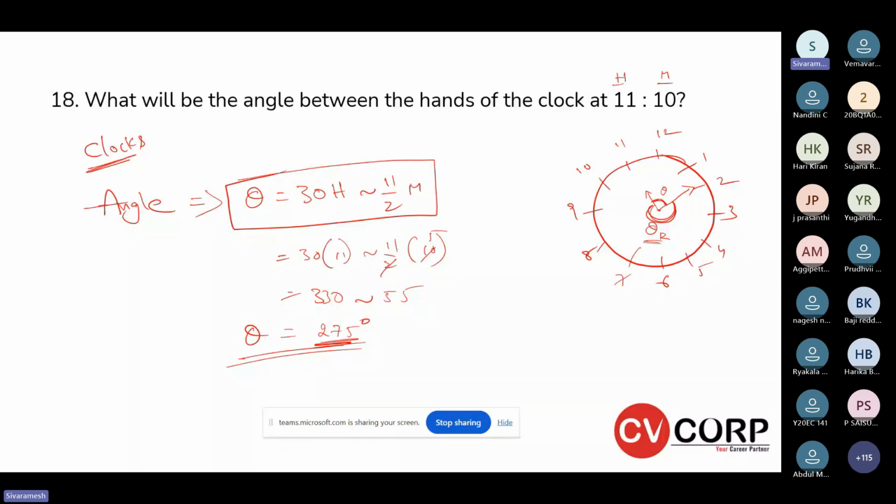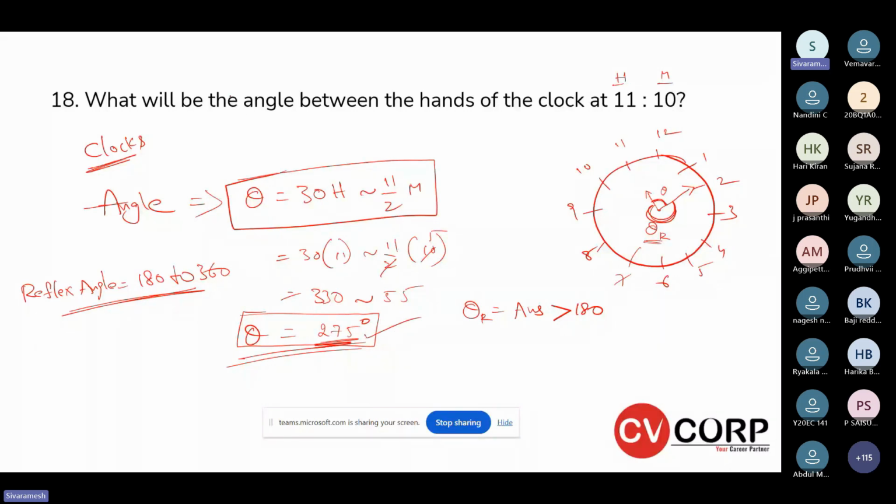People who are not aware of this reflex angle might get confused: sir, how will we know whether we found the reflex angle or the normal angle for the answer 275? Very simple. When you get an answer greater than 180 degrees, you have got a reflex angle. A reflex angle always lies between 180 and 360 degrees. Now obviously, since I have got 275 degrees, I got the reflex angle, not the normal angle.